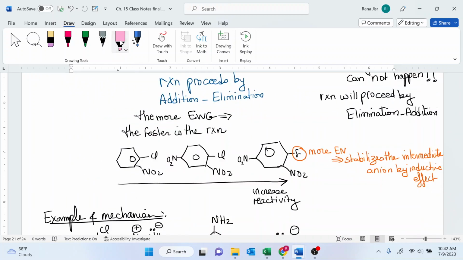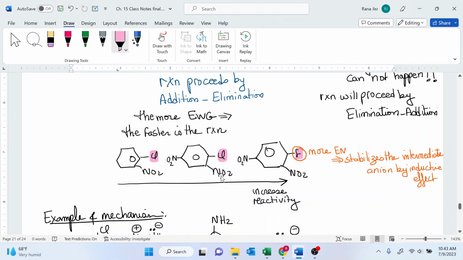Since you are substituting the halogen on the benzene, the more electronegative the halogen is, the faster is the reaction. So if you are starting with a bromine, it's better than a chlorine. If you're starting with a fluorine, it's better than a bromine, it's better than a chlorine.